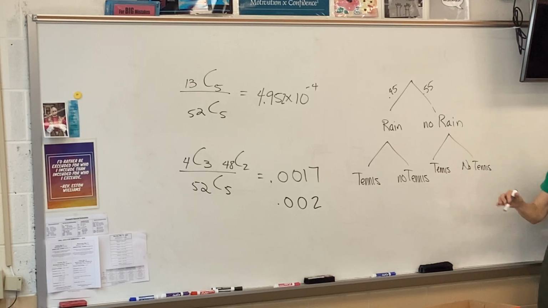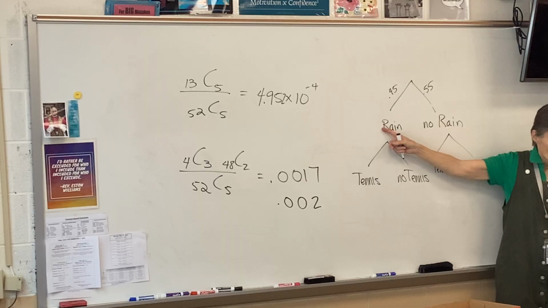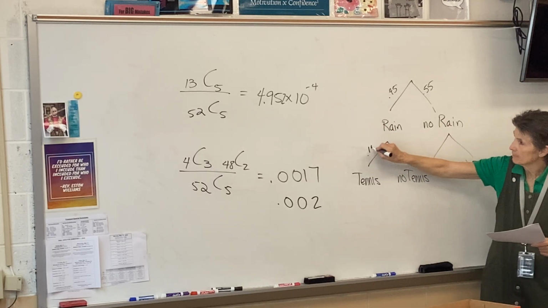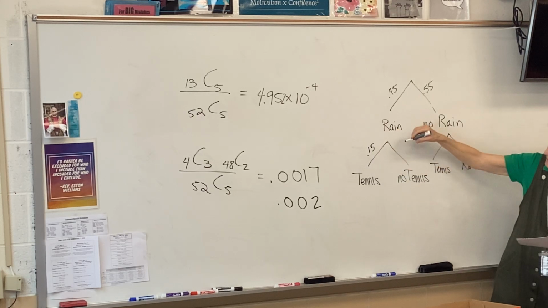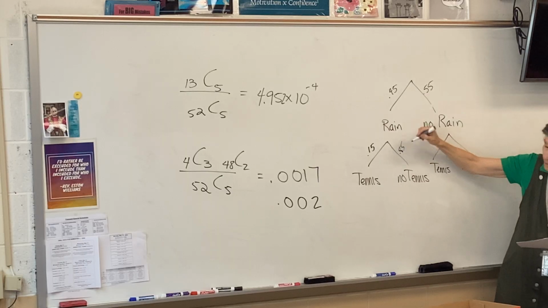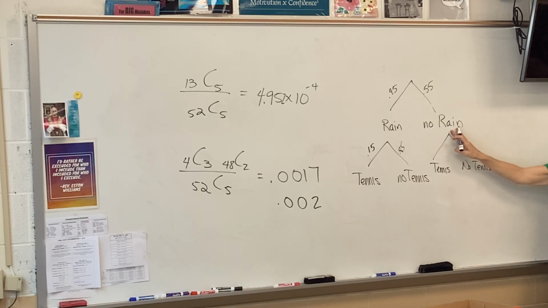All right, if it rains tomorrow, then the probability I'll play tennis is 15%. So rain and tennis is 15, which means this is 0.85. If it doesn't rain, the probability I'll play tennis is 90%, which means this is 0.10 or 0.1.